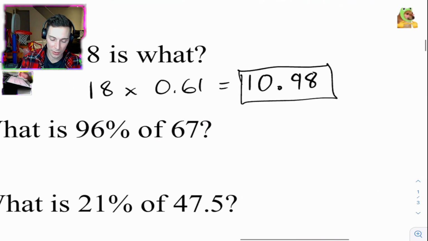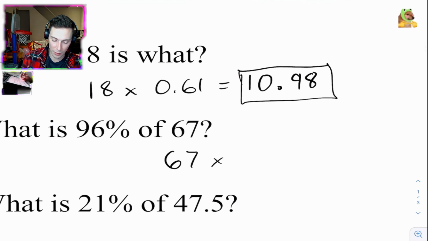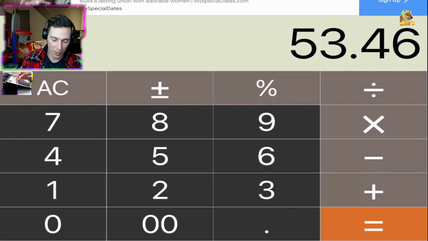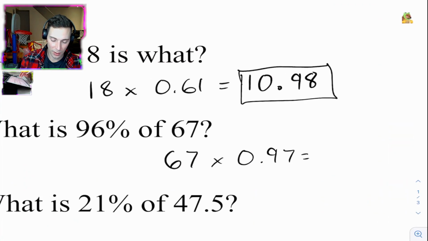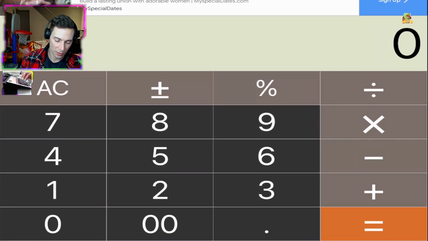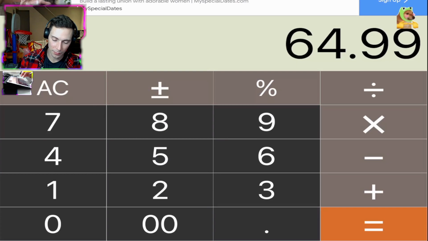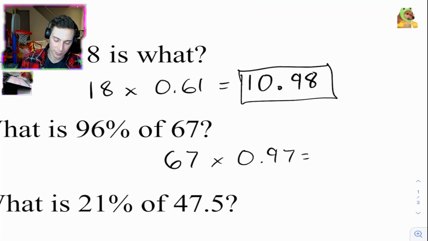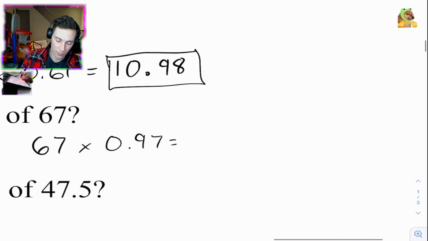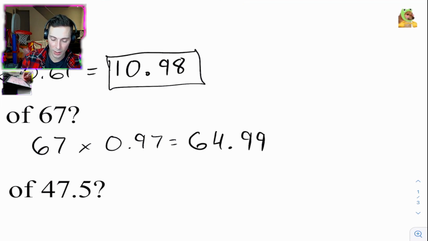3D, 97% of 67. There's our 67, our whole. Multiply it by the decimal form of our percent, 0.97, and do that. 67 times 0.97 is 64.99. I'm sure it would round that up to 65 in the answer.